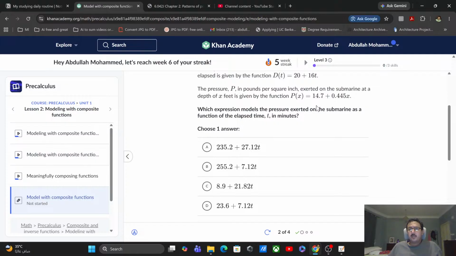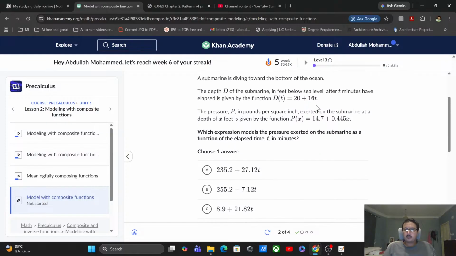The pressure, the function, the elapsed time in minutes, submarine at depth, minutes elapsed. Okay, this will come here in this x and this x.